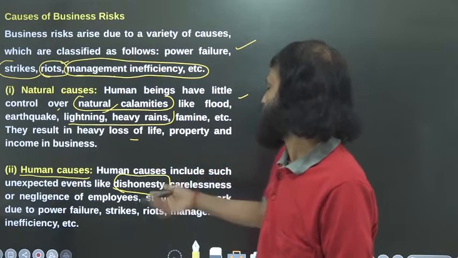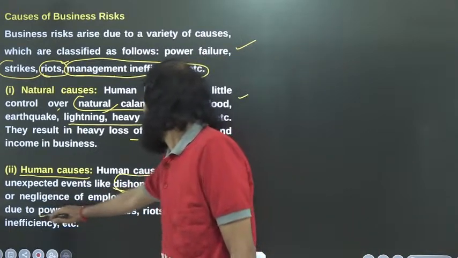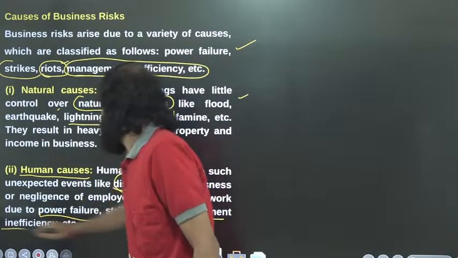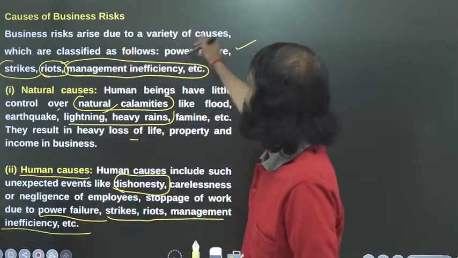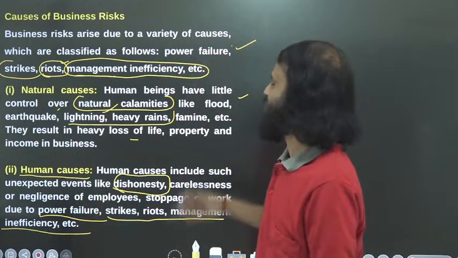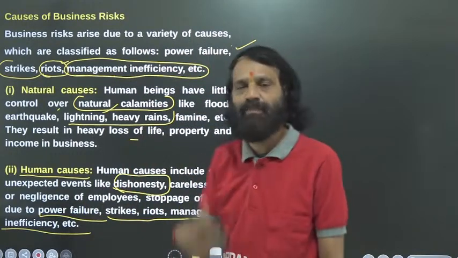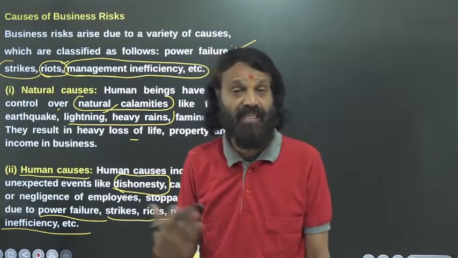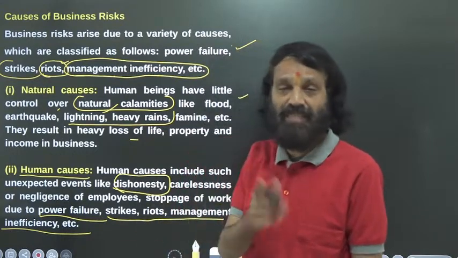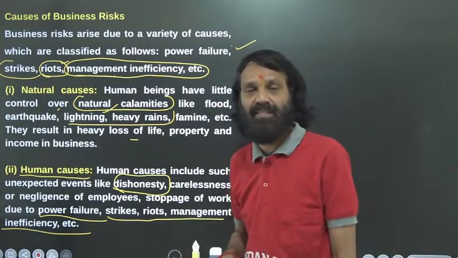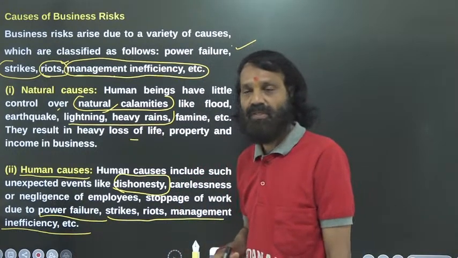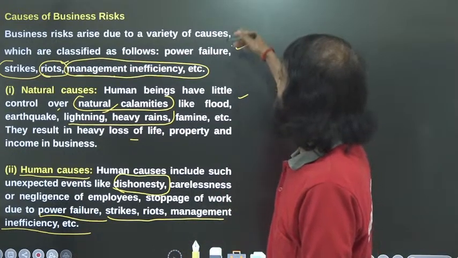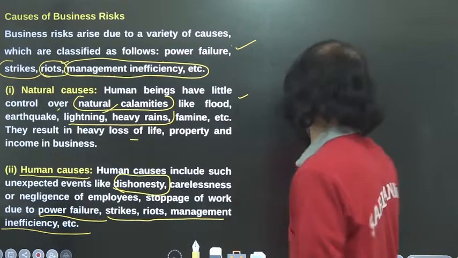Stoppage of work due to power failure. Sometimes power failure can create strikes, riots, management inefficiency. All those points we also studied here. So all these can create loss in the business. So a businessman must understand the various factors which are affecting the business and creating risk in the business. Then he needs to solve all those problems in a better way.